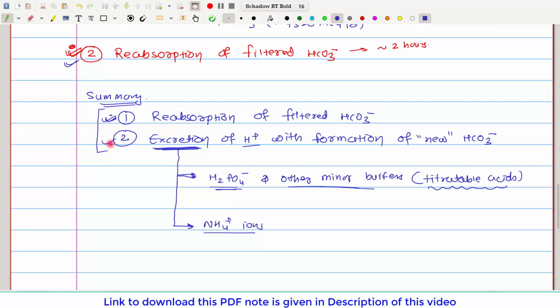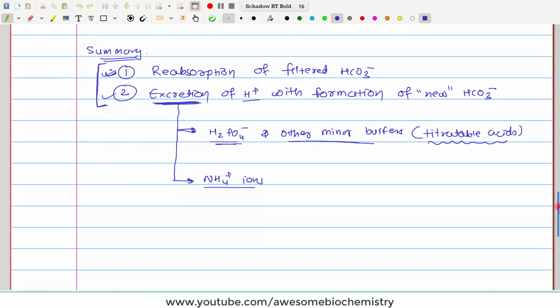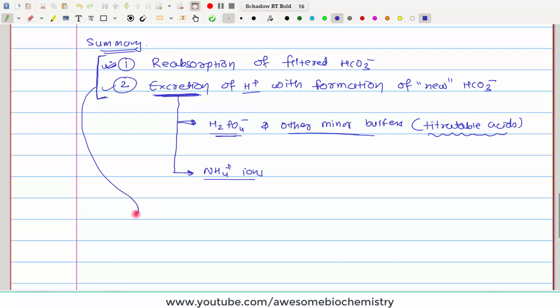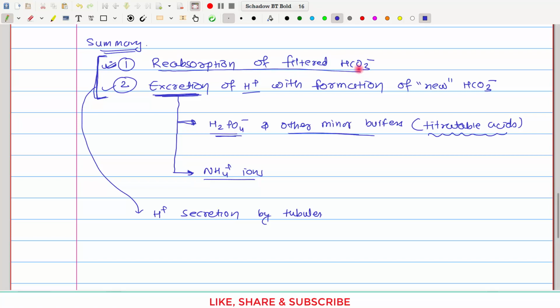But before we discuss both mechanisms in detail, one very important aspect is that to carry out both of these functions, kidneys carry out a process of H plus secretion by tubules. Now what does it mean? It means if the kidney wants to reabsorb the filtered bicarbonate, the kidney has to secrete H plus. If the kidney wants excretion of H plus and formation of new bicarbonate, the kidney has to secrete H plus.